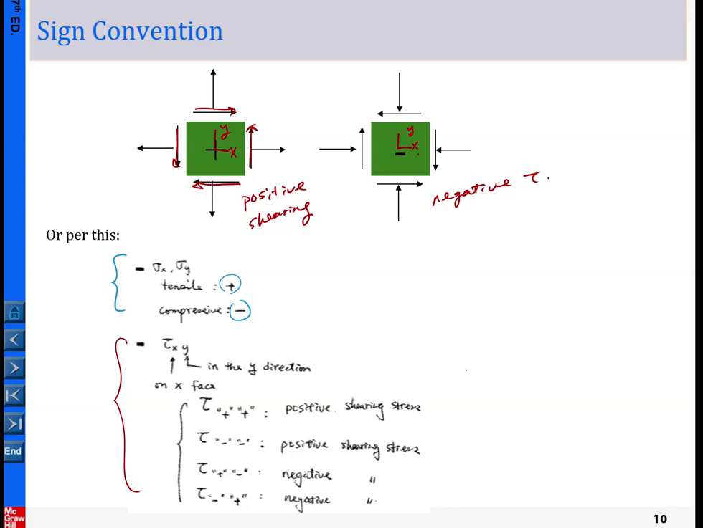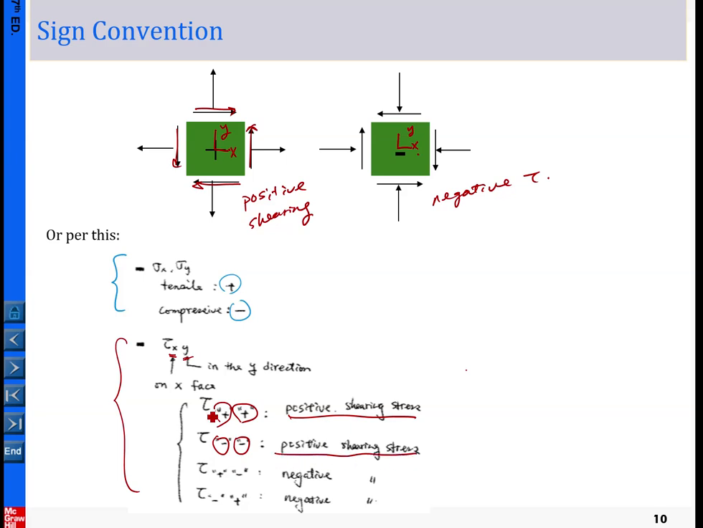If you like to go the other way, then we can use the symbols. Again, for the shear stress components, the first subscript indicates the plane it is lying on. The second one is the direction. So for positive plane, positive direction, that is a positive shear stress. Or negative plane, negative direction, then also a positive shear stress.